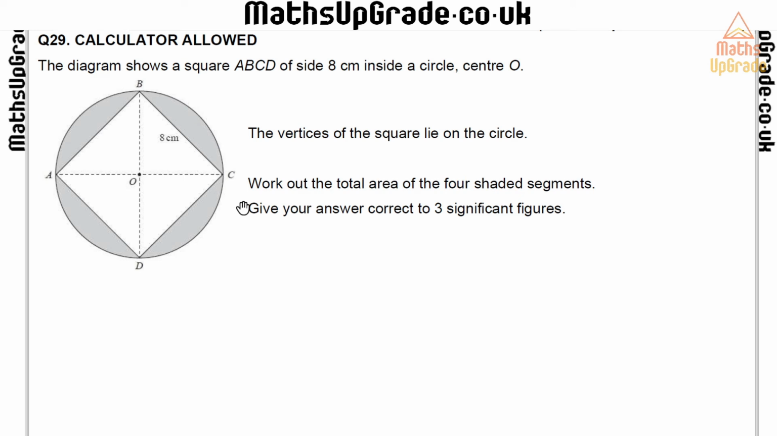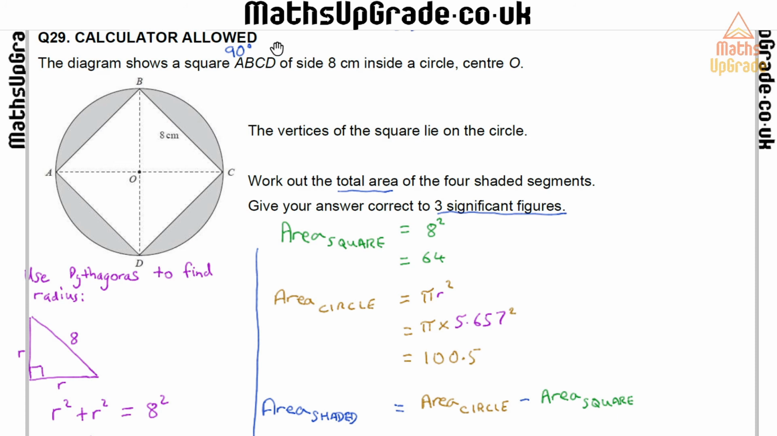So in this question here, I'm first of all going to use Pythagoras to find the radius of that circle, since I know that this is 8 and these two are equal lengths. Then I'm going to find the area of the square. I'm going to find the area of the circle since I've worked out the radius. Then I can use that to find the area of the shaded region. So let's do that now. So underlining the key information here.